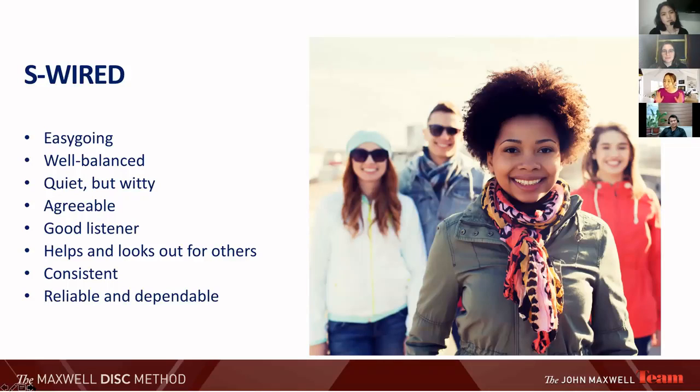And you know what's one good thing about S-wired people? They can actually become your best friends. They're really good. They're loyal. They're agreeable. They're good listeners. They're always extending their hands, and they're consistent, reliable, and dependable. But there is a but. They don't like a lot of changes. They don't like a lot of confrontations. So what do you do as a teacher?